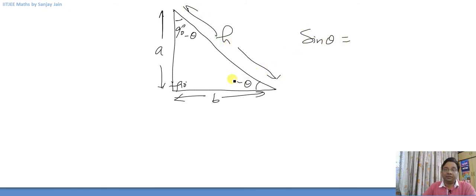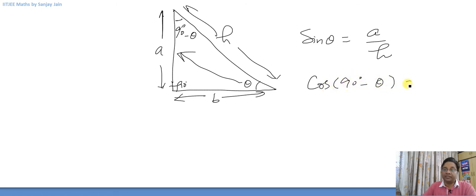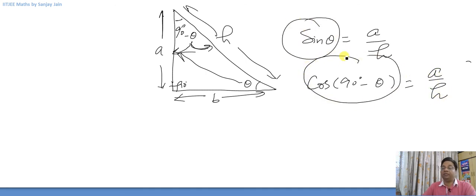Sine theta will be nothing but opposite by hypotenuse, that is A upon H. And what will be cos 90 minus theta? Cos 90 minus theta will be adjacent, that is A upon hypotenuse, that is H. So it will be equal to A upon H. So sine theta is equal to cos 90 minus theta.